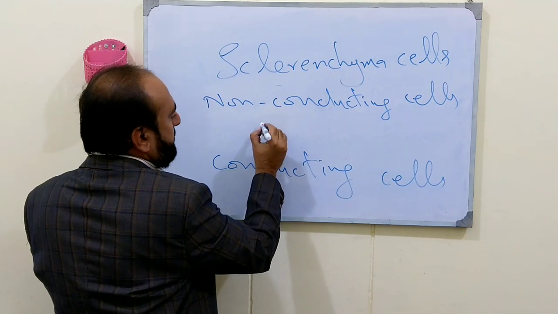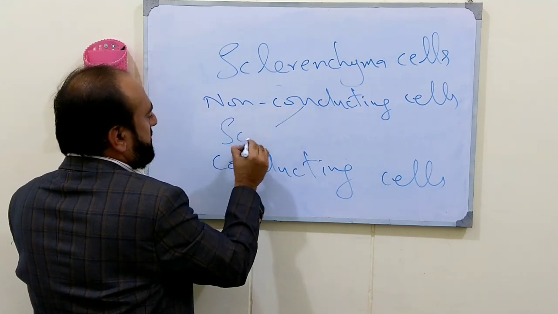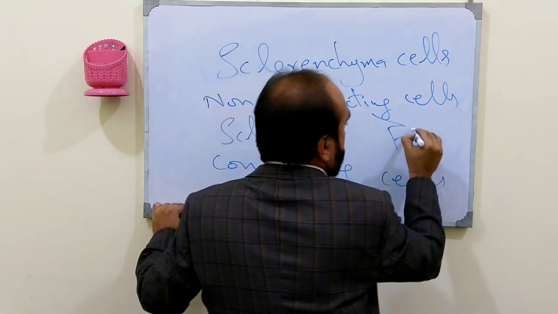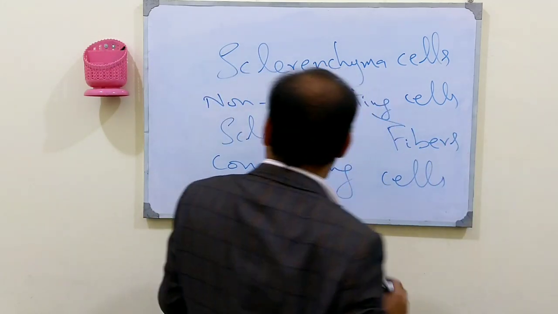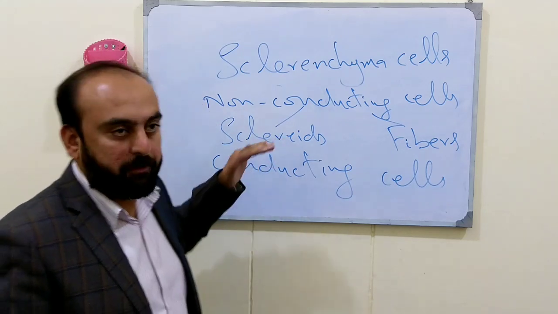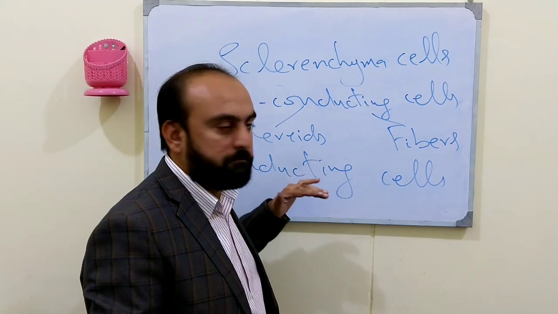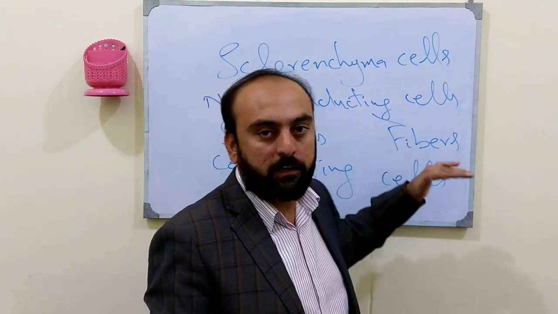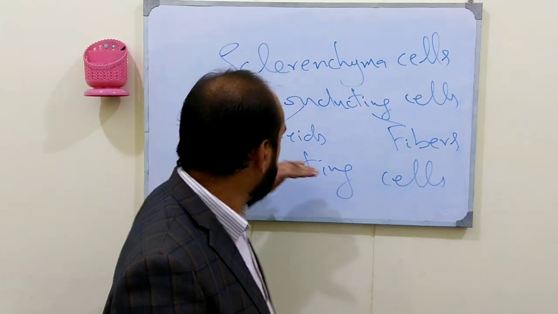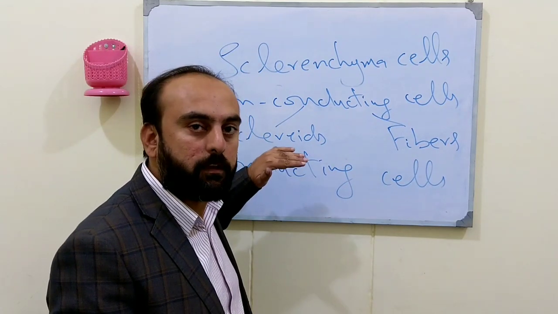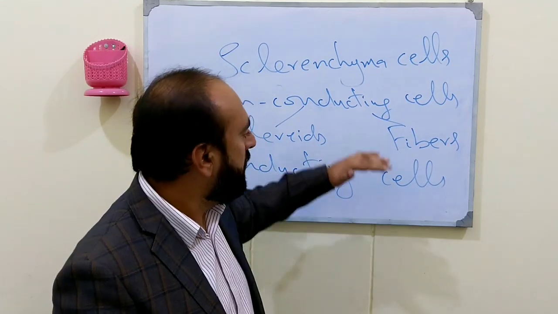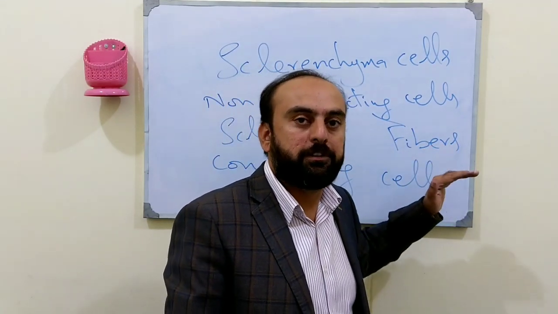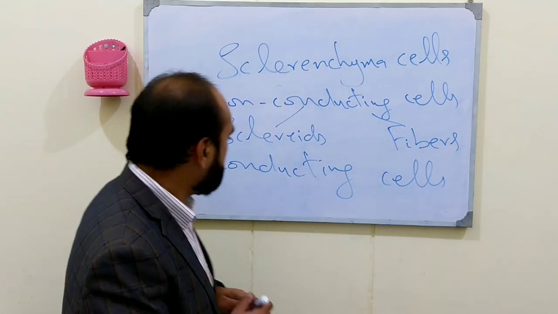Non-conducting cells are sclerites and fibers. Sclerites have a variety of shapes. They can be oval or round or cylindrical, whereas fibers are elongated cells. Sclerites are distributed throughout the plant, whereas fibers are usually associated with vascular tissues, xylem and phloem.